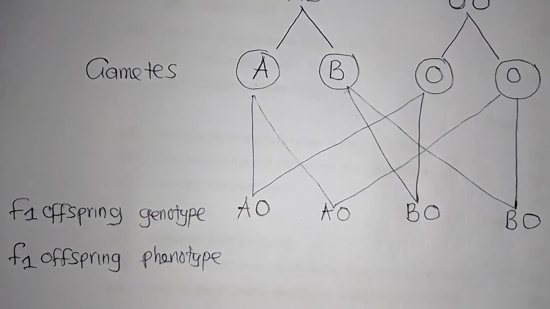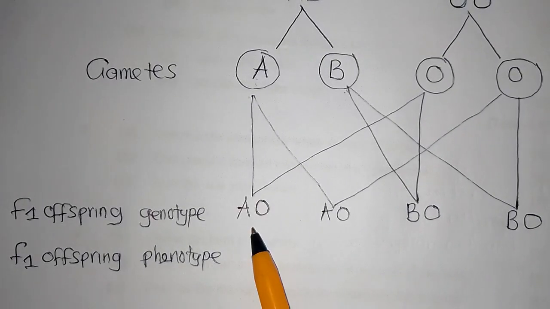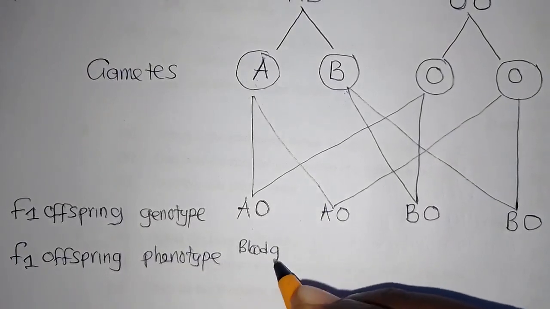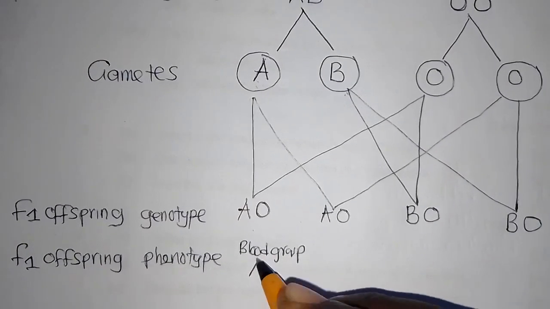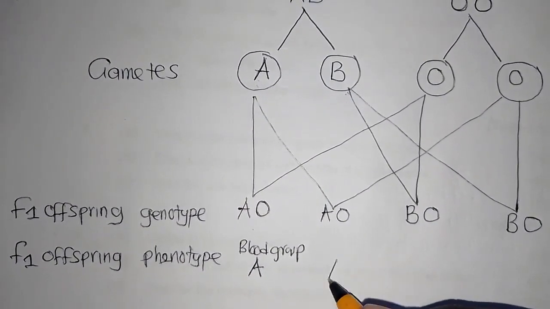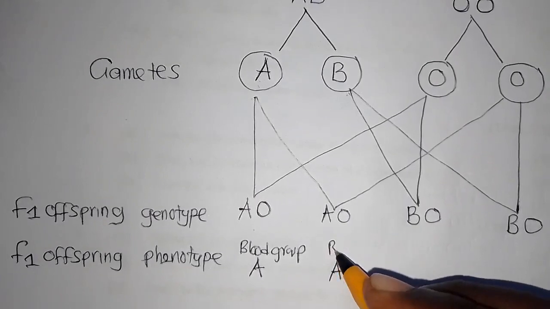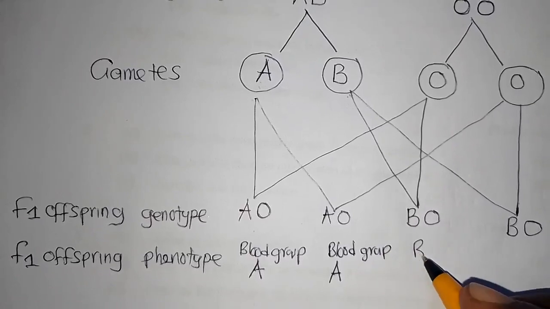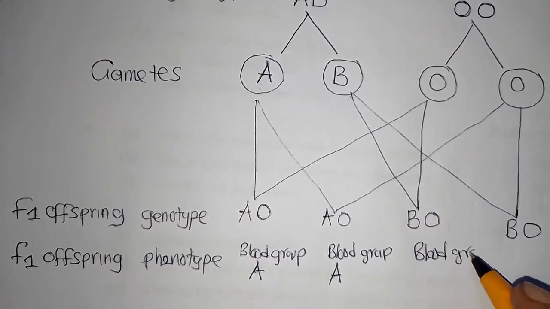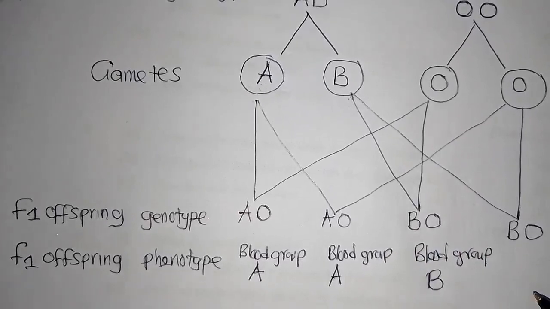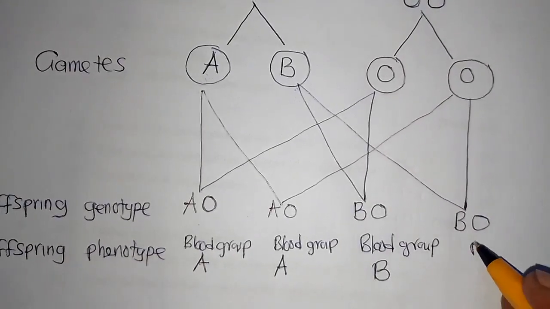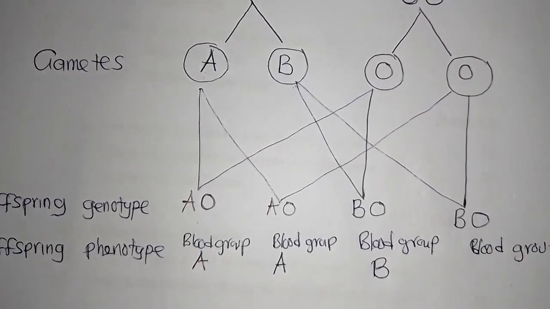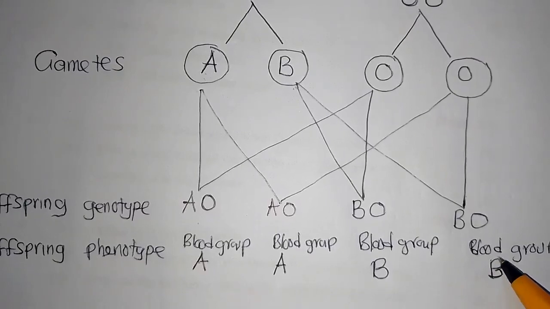What we are able to see is that this one is having blood group A. So you write there on top, blood group A. This one is also blood group A. This one is blood group B. The last one is also blood group B, like this. Have you seen?